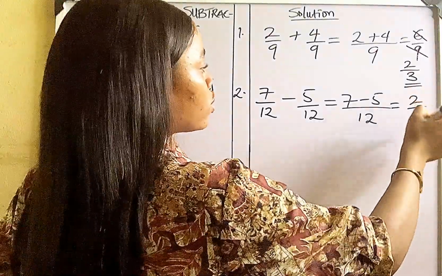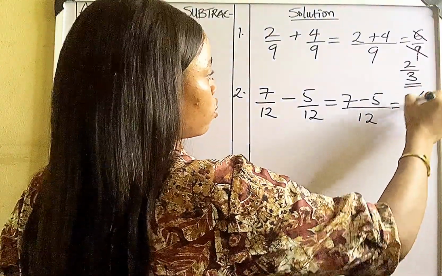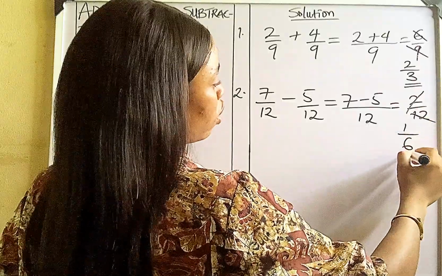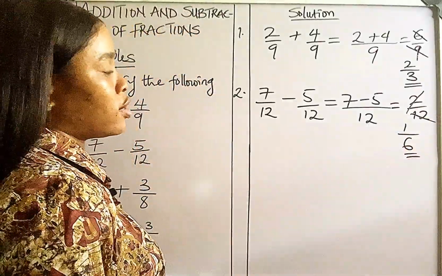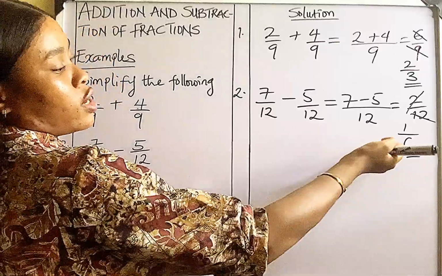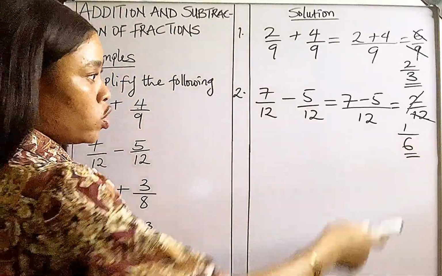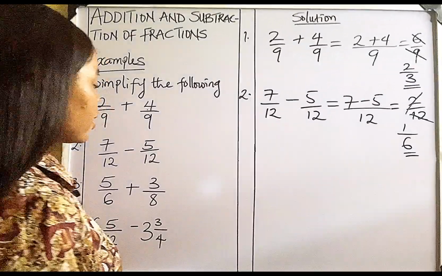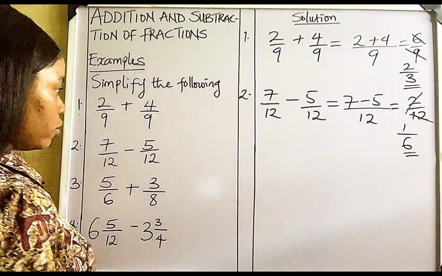So this can be reduced to its lowest term. 2 here gives us 1, and 12 here gives us 6, so 1/6. This is our final answer. And of course, you can tell why this is our final answer because it is a proper fraction. Okay, so now let's look at question 3.